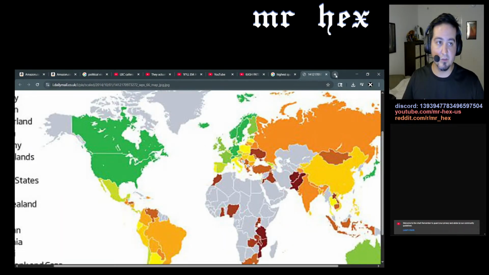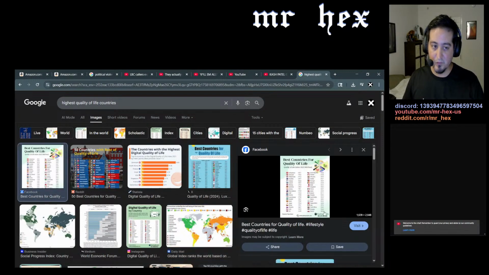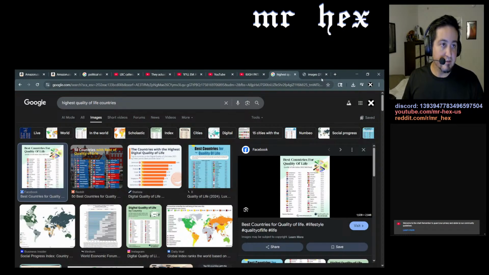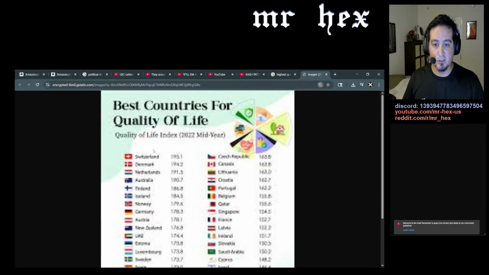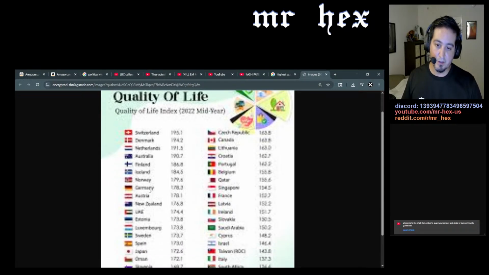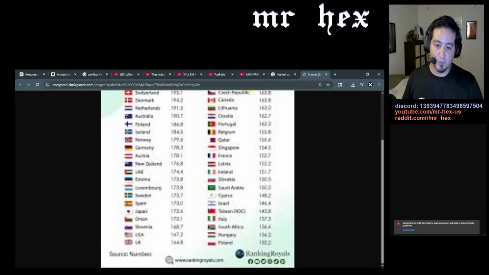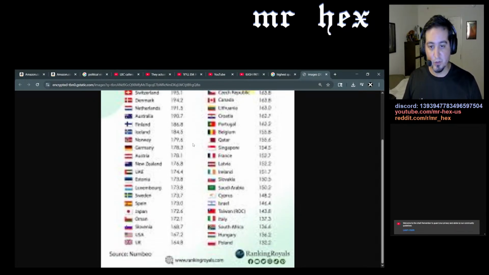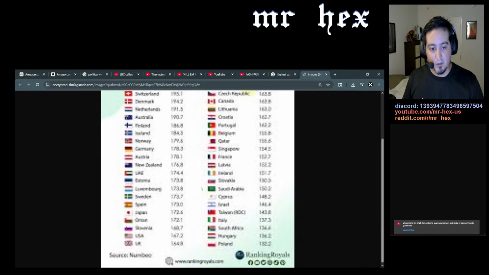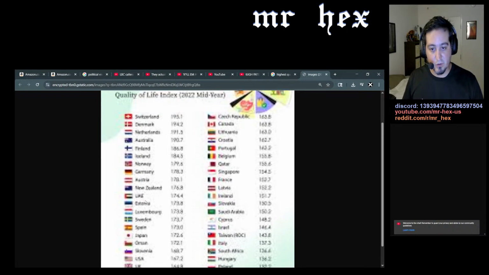Okay, let's look at some other stats here. Quality of life. I know this image is pixelated to shit, but I could just tell you right now, look at Switzerland, Denmark. These are the social democracies. These are the progressive countries. Australia, Finland, Germany, Spain, Japan, right? Somewhere in here is South Korea, I'm sure. Canada's fairly progressive. Where's the United States? We're in here somewhere.